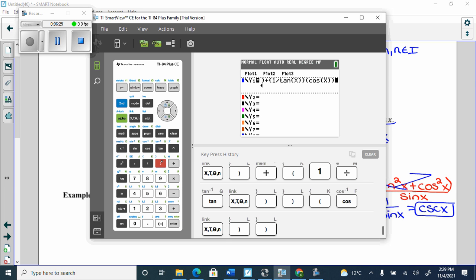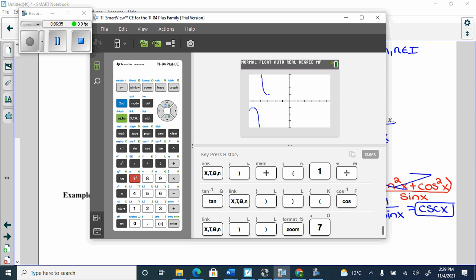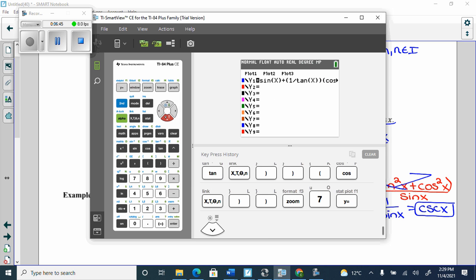I'm going to go zoom trig and hope something shows up. Zoom trig. Oh, I got something. It's kind of crazy. What you don't know is that's actually the cosecant graph. Go into your Y2, and now I'm going to put my answer. My answer is cosecant. I don't know how to type cosecant. There's no button for cosecant.